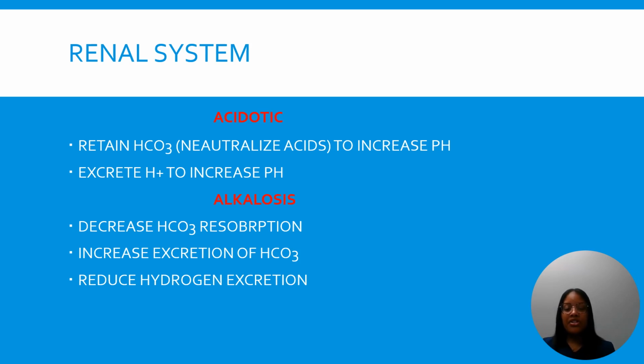If your patient is in alkalosis, your kidneys will decrease bicarb reabsorption, and also they will increase the excretion of bicarb, and they can also reduce hydrogen excretion. So your kidneys will try to help out as well, but this will take a little bit longer.